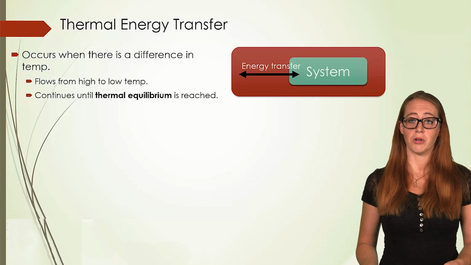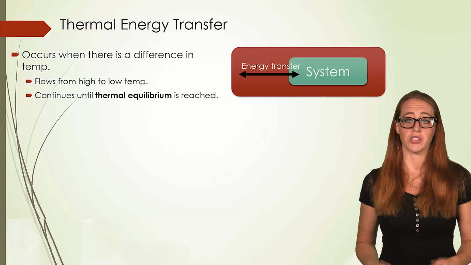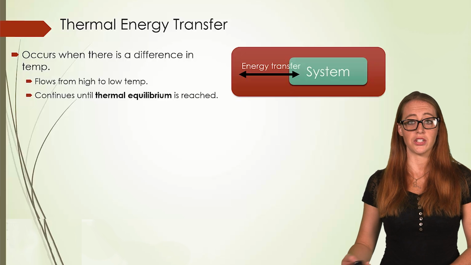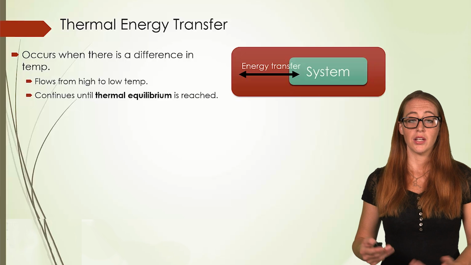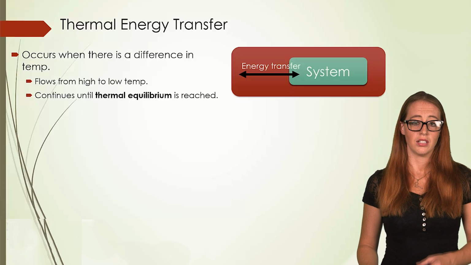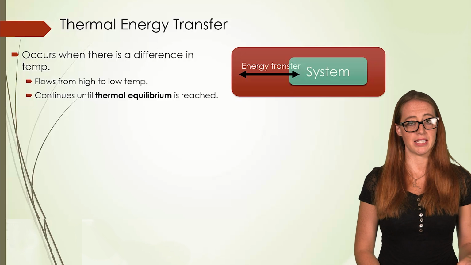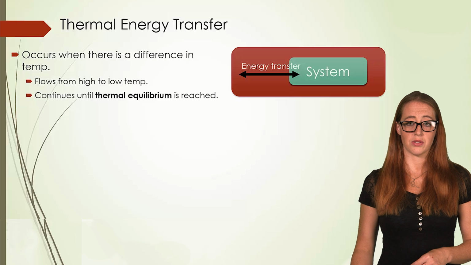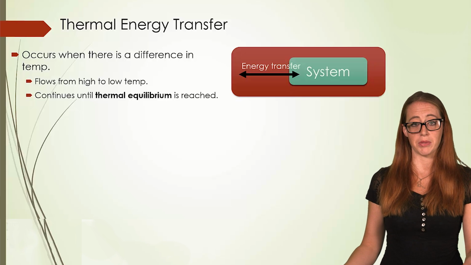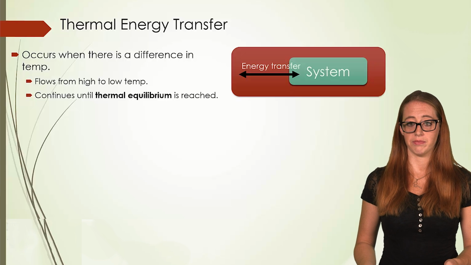So let's talk a bit more about thermal energy transfer. We already said that thermal energy transfer occurs when there's a difference in temperature, and that the energy flows from high to low temperature. That's all review. We also know that because of the first law, energy change of the system must be the same magnitude, but opposite in sign, as the surroundings. Or in other words, the energy flows to the system from the surroundings, and it must be the same amount. The direction is just different.